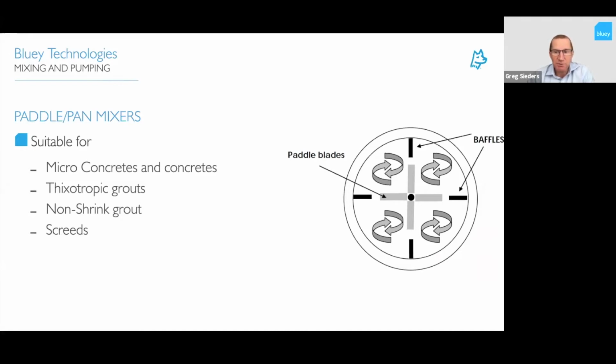You can see the image on the right-hand side there. You can actually include baffles on the side of the pans to give you more shear forces in these pan and paddle mixers. Good for non-shrink grouts and screeds. So more viscous products, the thicker they are with aggregates, is perfect for these types of mixers.